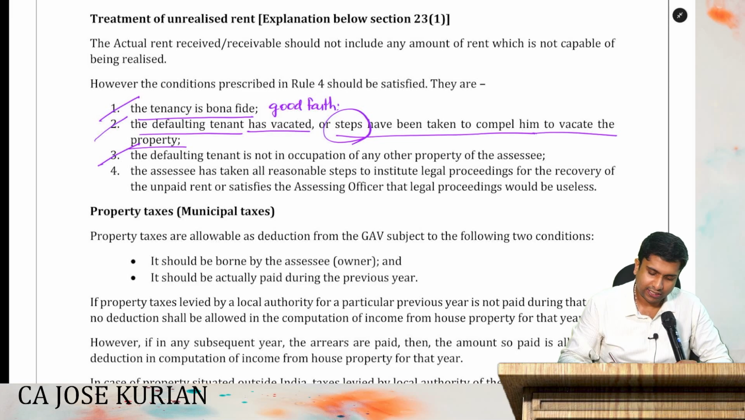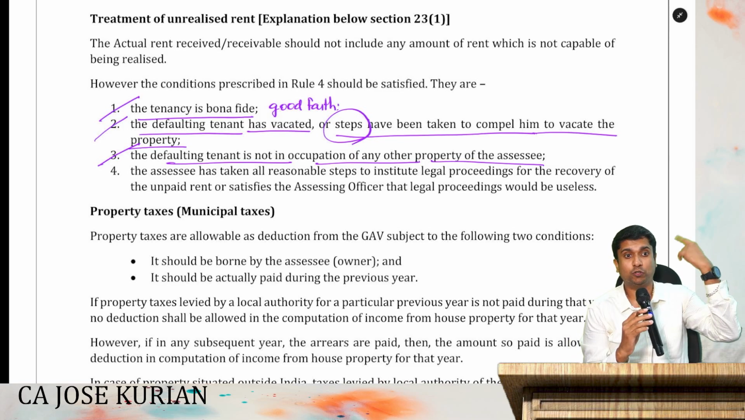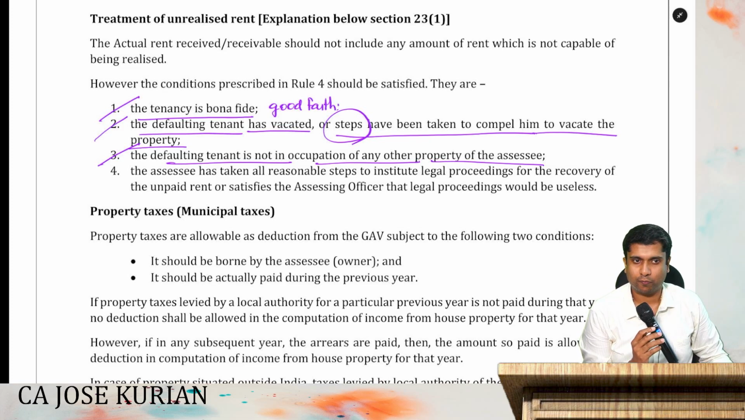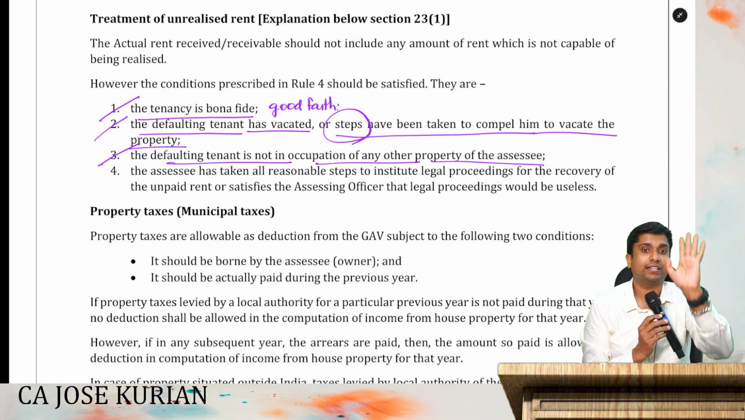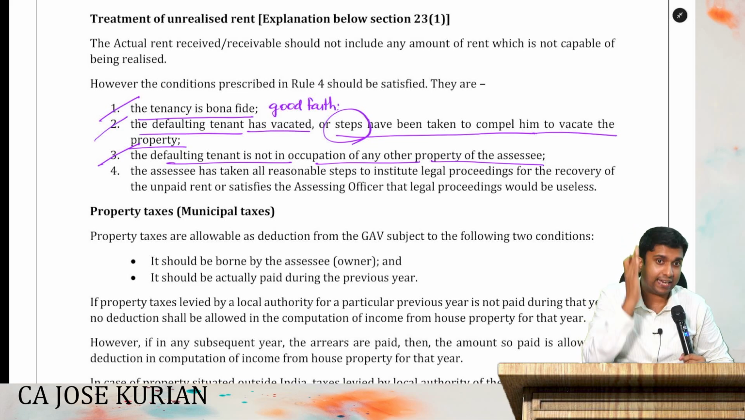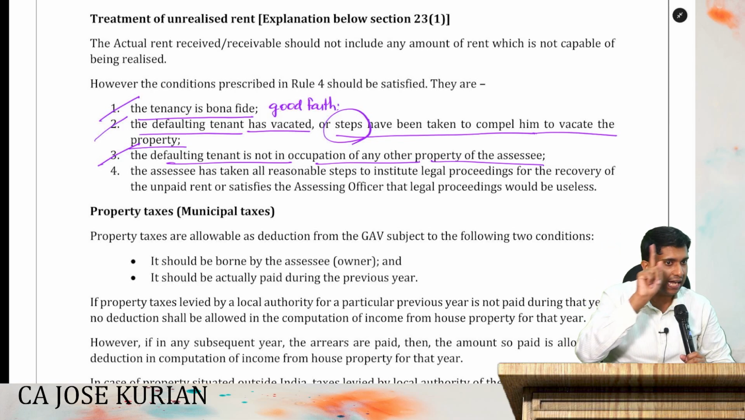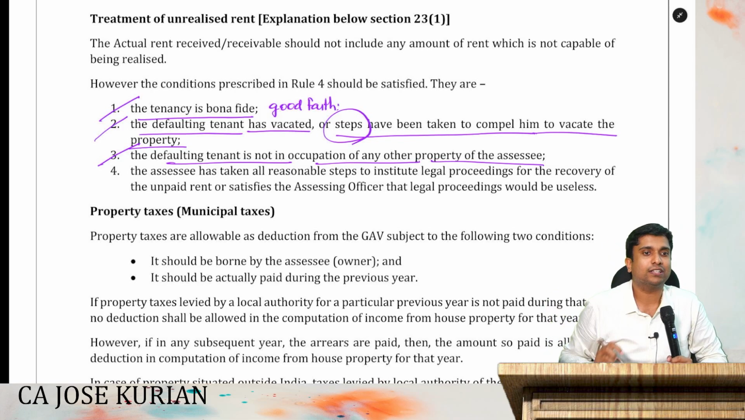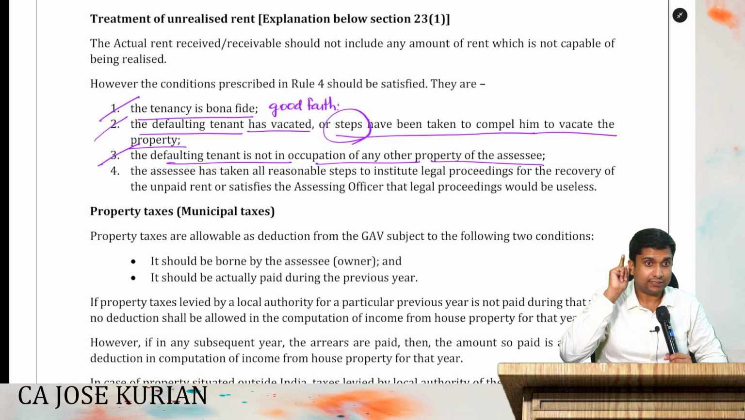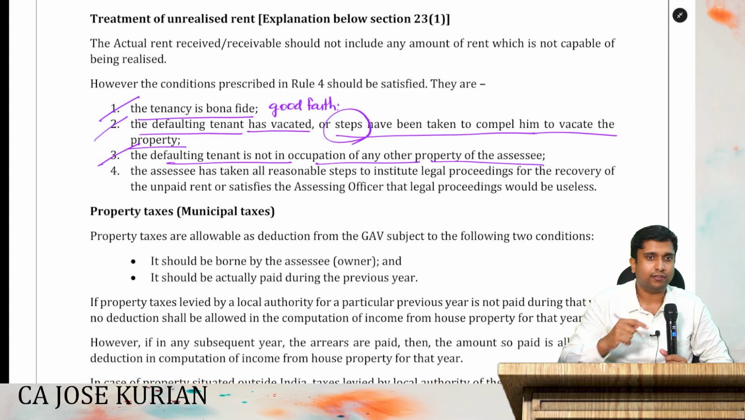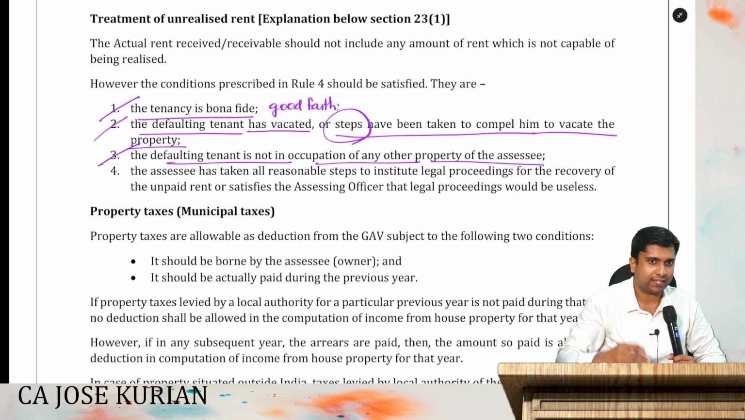Now, step number 3. The defaulting tenant is not in occupation of any other property of the assessee. Say you have some other house property also. Your defaulting tenant should not be occupying any other house property. That means this is the only property where your tenant is in occupation. If he has, then you cannot call that unrealized rent. That's what the department said. It has been tested, I think, in the November 2021 examination. So be very careful with the conditions.